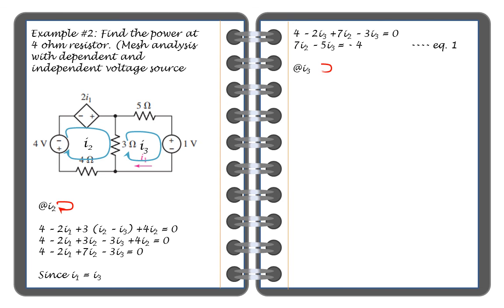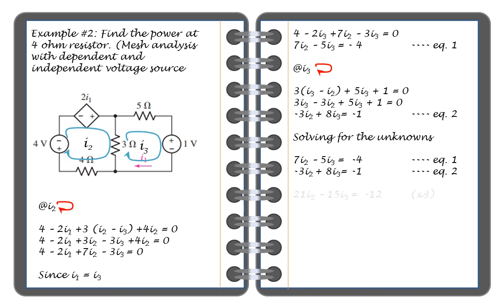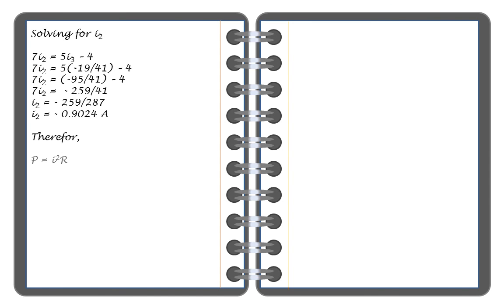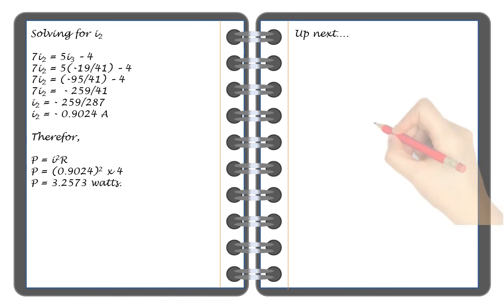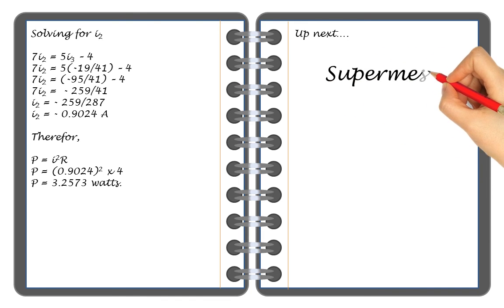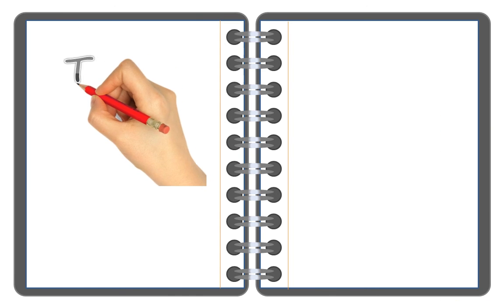The next thing is to draw the mesh. Here, we can create two meshes. The value of I2 is negative 59 over 41, super mesh.